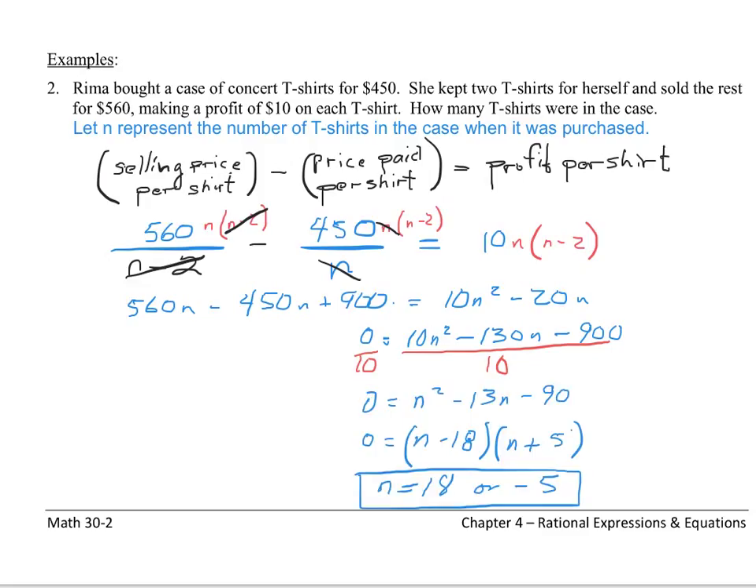So as I go through and solve by factoring, I end up with these two values, but then I need to think again about what my n represented. It was a number of t-shirts in the case. Well, I could have had 18 in the case, but negative 5 t-shirts just doesn't make any sense in the context of this question. So we're going to reject that answer. We call that an inadmissible solution because it doesn't fit in the context of the problem. And don't forget, we do need to write a sentence answer.